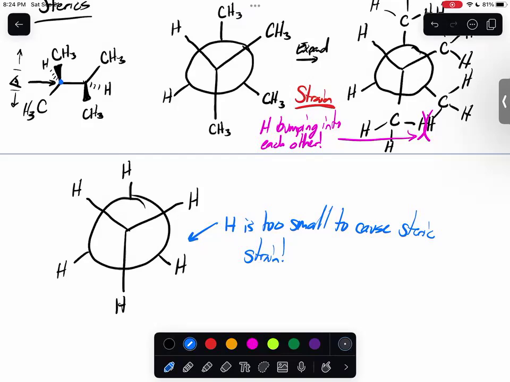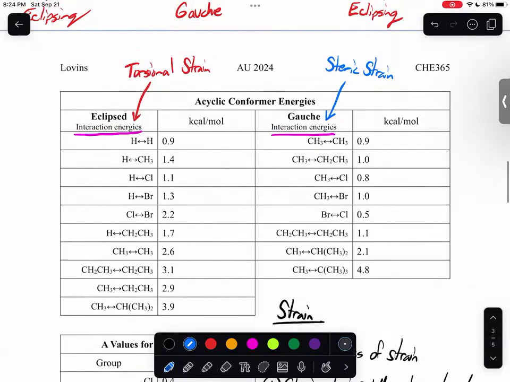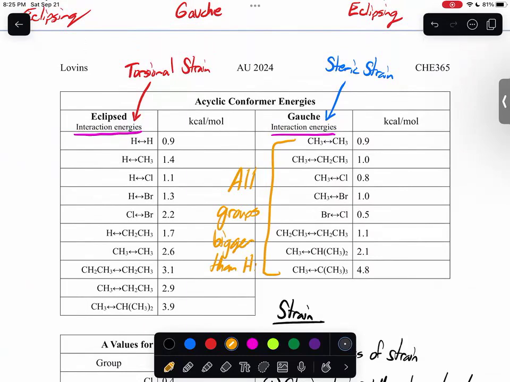Now, whenever we look at this, let's look at the gauche side of things, because once again, this is all about sterics. Notice how there's nothing here with just a hydrogen. Everything over here, it's all groups bigger than hydrogen. Everything there is like CH3 interacting with CH3, CH3 interacting with Br, so on and so forth. But there's nothing there that shows H interacting with anything. They never do in terms of these gauche interactions.